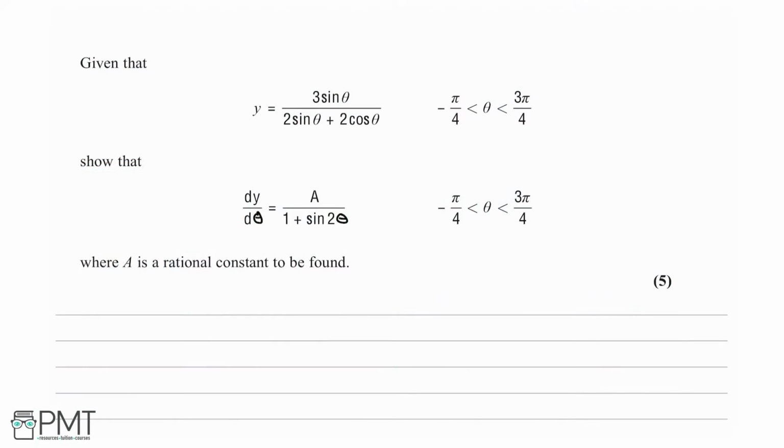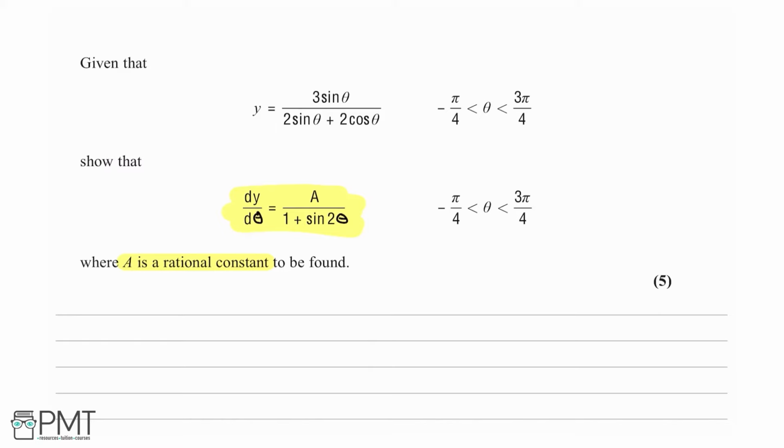We are told, given that y equals 3 sine theta over 2 sine theta plus 2 cosine theta, show that dy by d theta equals a over 1 plus sine 2 theta, where a is a rational constant to be found. The first thing we're going to do is highlight the final form the examiner wants us to give our answer in, as well as where a is a rational constant, because those are both key in how we're going to direct our answer.